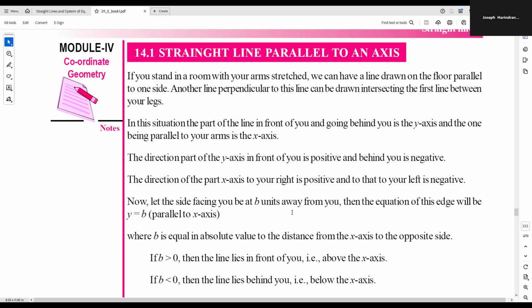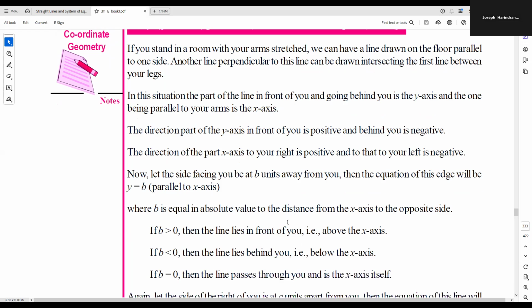b can be positive. It can also be 0. If it is equal to 0, it will pass through the x-axis itself. So greater than 0, it lies above the x-axis. And if it is less than 0, it lies below the x-axis, just the negative side of the y-axis. Below the x-axis, you know that it's negative y-axis. Now, this is the equation of a line parallel to the x-axis.